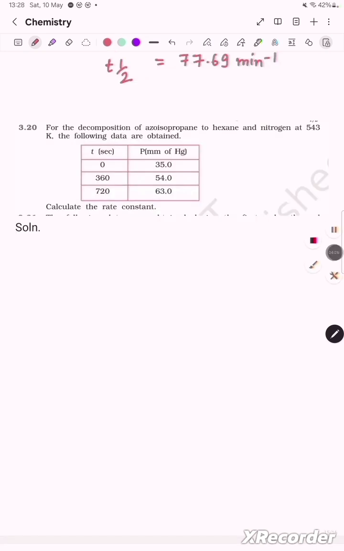Now the next question is: for the decomposition of azoisopropane to hexane and nitrogen at 543 Kelvin, the following data are obtained. Here time in seconds is given and pressure is given. We have to calculate the rate constant value. So how to proceed with this?